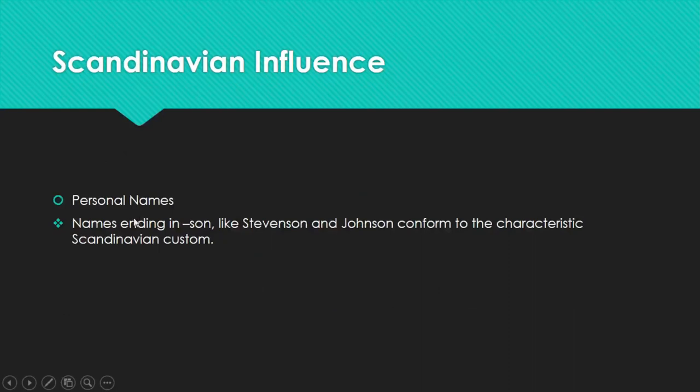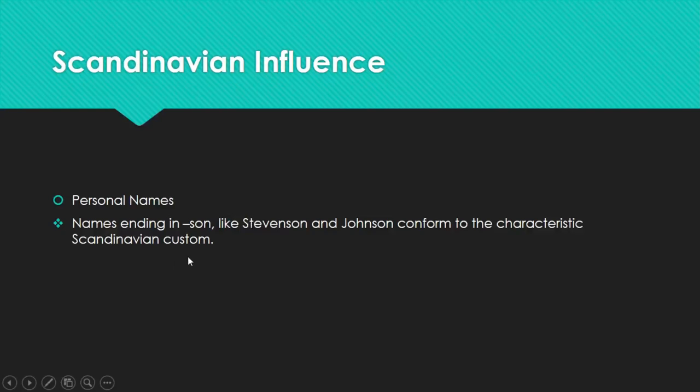And then we can see Scandinavian influence in personal names too. Like there are names ending in son, like Stevenson and Johnson. This was actually a Scandinavian custom. മോനെ വിളിക്കുന്നത് ഒരാളുടെ മോനെ വിളിക്കുന്നത് ജോണിന്റെ മോനാകുമ്പോൾ ജോൺസൺ. If he is John's son, he is Johnson. That was his second name or something. So surnames, usually surnames were added by the father's name like this. സോ ഇങ്ങനെ സൺ ചേർത്തിട്ടുള്ള സർനെയിം എന്ന് ഒരു സ്കാൻഡിനേവിയൻ ലാംഗ്വേജിന്റെ ഇൻഫ്ലുവൻസ് ആണ്.